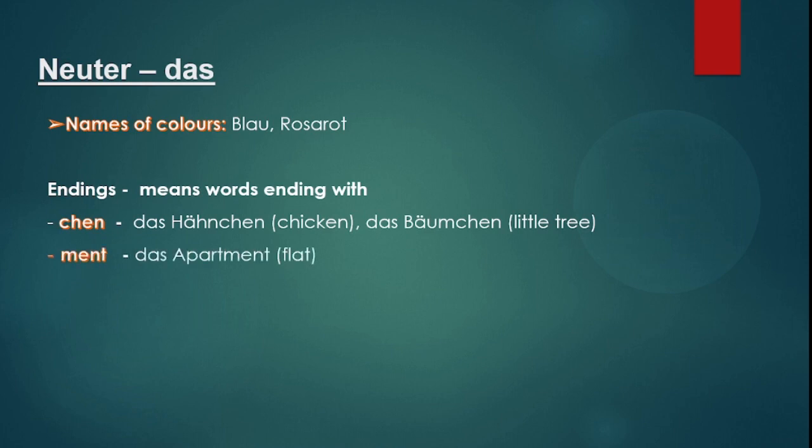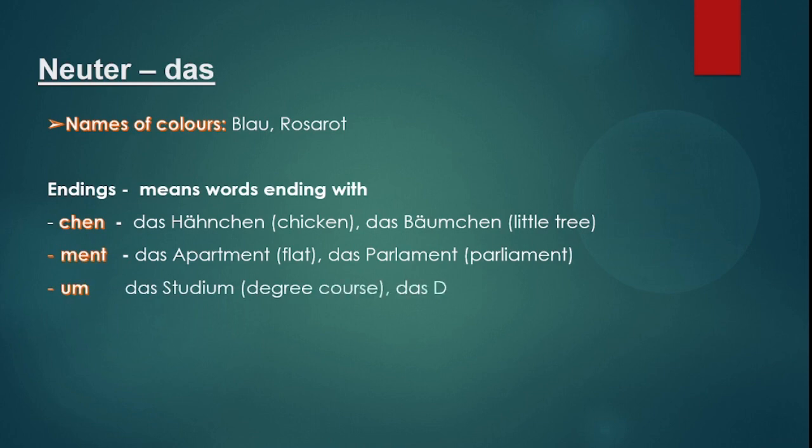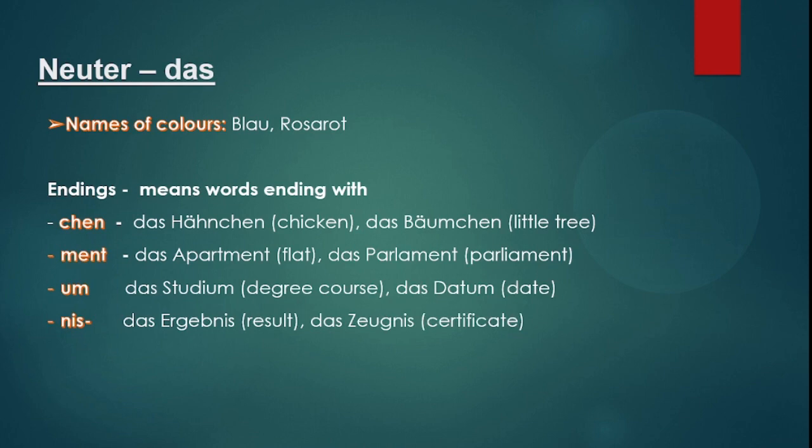And the next is ment. For example, das Apartment, flat, das Parlament, Parliament. And the next ending is um: das Studium, degree course, das Datum, date. Next is nis: das Ergebnis, which means result, das Zeugnis, certificate.